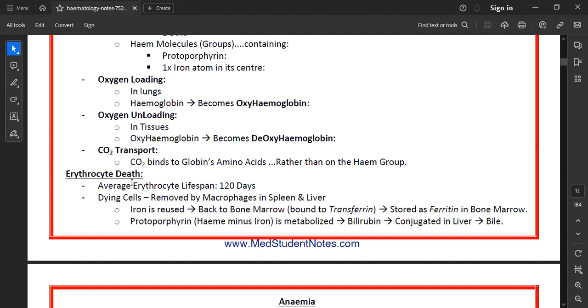So dying cells are removed by macrophages in the spleen and the liver. So the body tries to economize these components. So the iron is used. It is taken back to the bone marrow. The process of taking it back includes it being bound to transferrin. Then the transferrin takes it to the bone marrow where it's stored as ferritin. The protoporphyrin, which is now the heme without iron, is metabolized to bilirubin, then conjugated in the liver, then it's converted to bile.